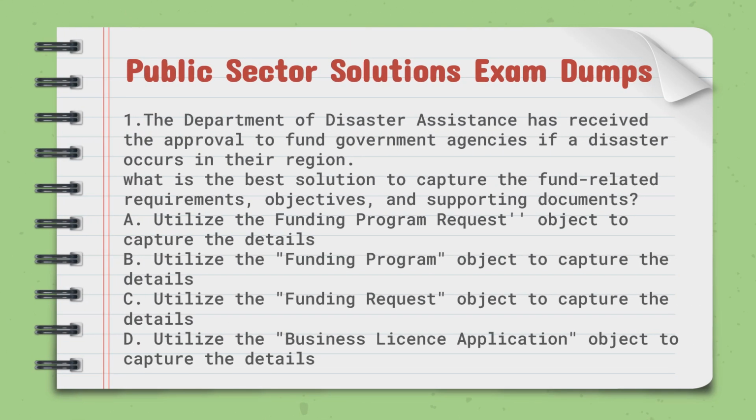1. The Department of Disaster Assistance has received the approval to fund government agencies if a disaster occurs in their region. What is the best solution to capture the fund-related requirements, objectives, and supporting documents? A. Utilize the funding program request object to capture the details. B. Utilize the funding program object to capture the details. C. Utilize the funding request object to capture the details. D. Utilize the business license application object to capture the details.